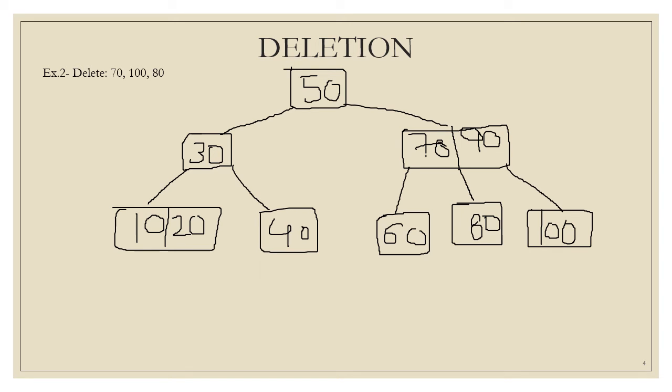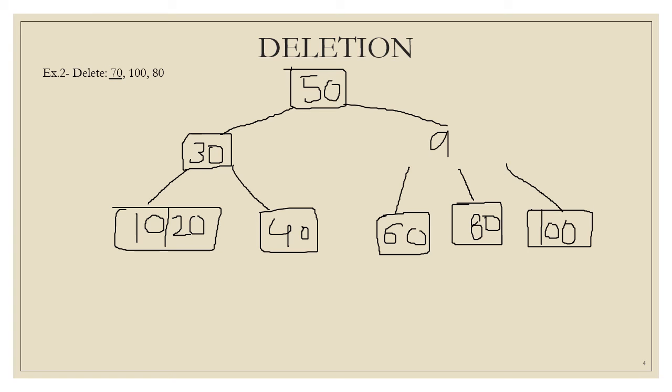So now we want to delete 70 first. If we delete 70 from here, the 90 remains alone, and that is a violation obviously. To remove the violation, we can move one of these 60, 80 and 100 along with 90 and make one of these a parent, or we can just simply combine two of the three.